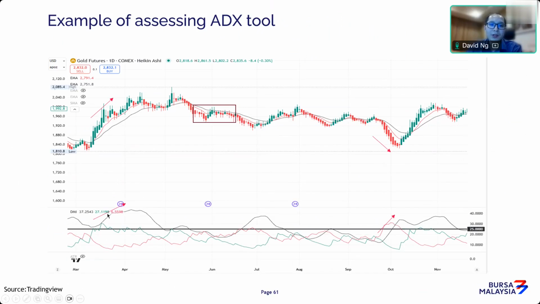In this example, during the downtrend, you see ADX rising, which is telling you that this downtrend is gaining strength and momentum. So ADX doesn't tell you direction. It just tells you whether the trend has strength in it or not. Once the trend loses strength, the ADX will start to decline. So importantly, always watch the value of the ADX.